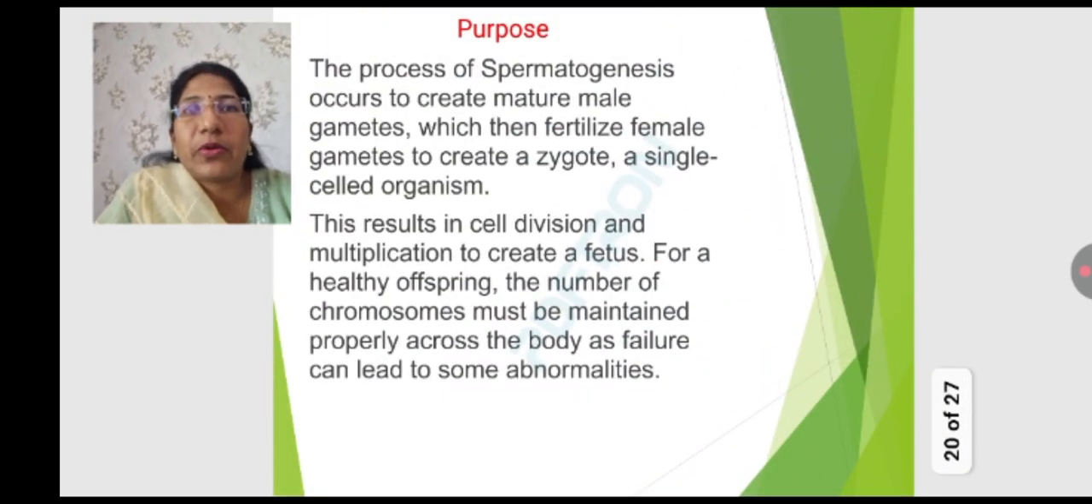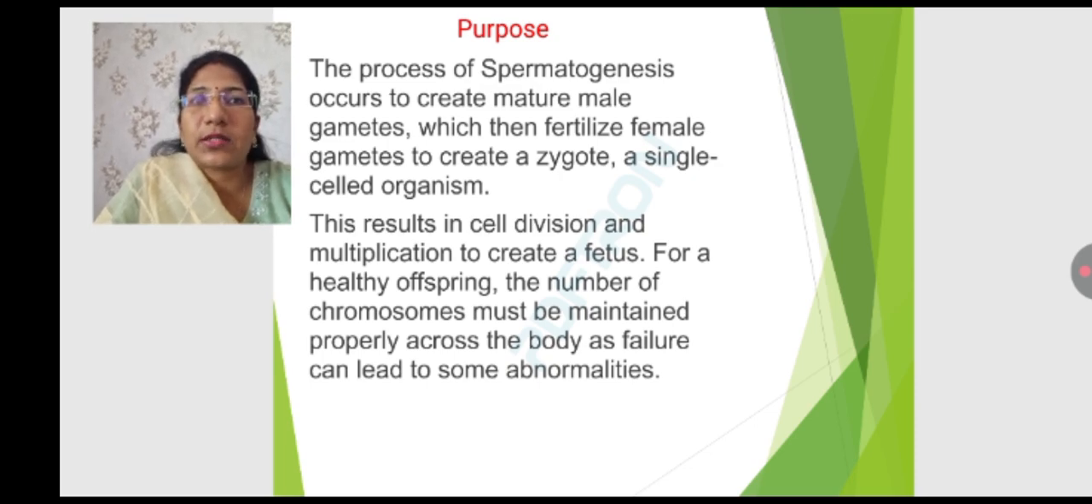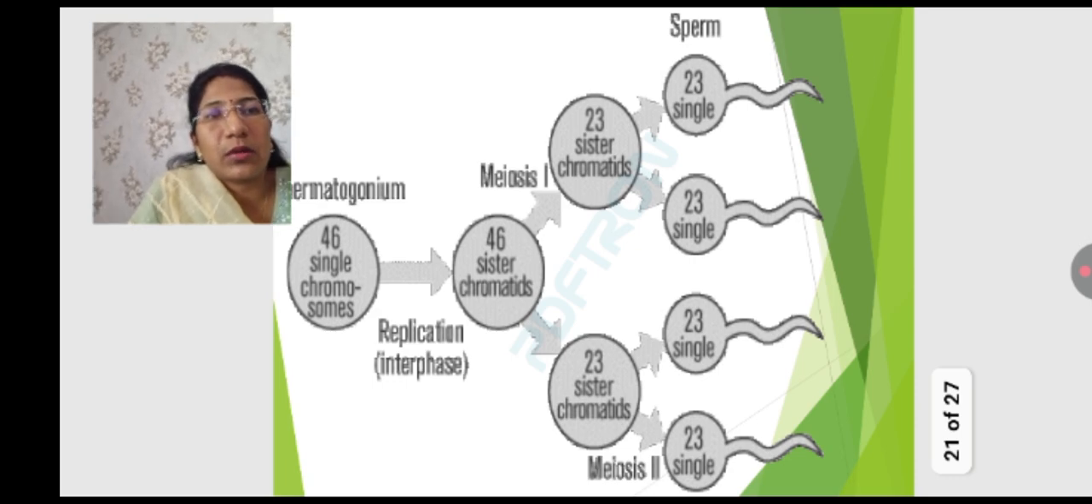So what is the purpose of spermatogenesis? The process of spermatogenesis occurs to create mature male gametes, which then fertilize the female gamete to create a zygote, a single-celled organism. This results in cell division and multiplication to create a fetus. For a healthy offspring, the number of chromosomes must be maintained properly across the body, as a failure can lead to abnormalities.